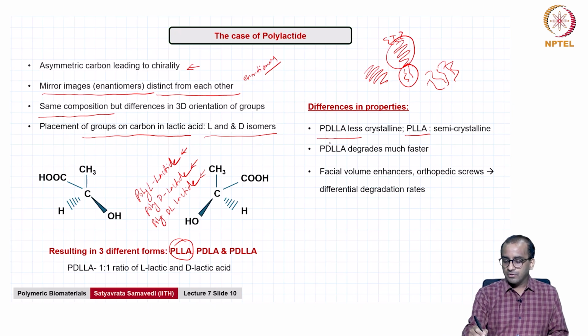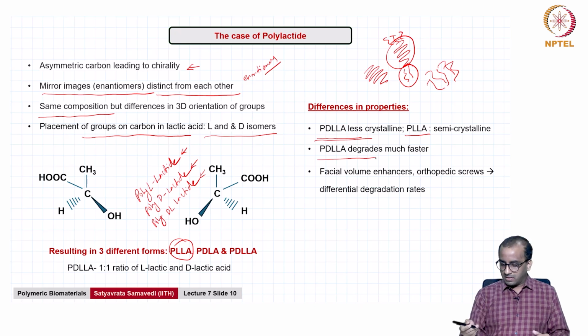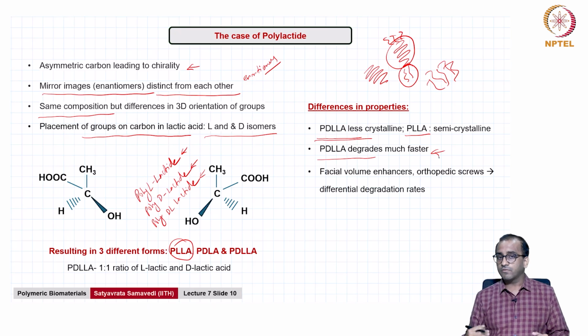So, right away you see that PDLLA is less crystalline than PLLA, and PDLLA degrades much faster than PLLA. So, depending upon your application or your need, you can either use PLLA or PDLLA, all the while keeping in mind that they are all versions of polylactic acid. And typically PDLLA, because it is going to degrade faster, is more often used in controlled release applications where you want drugs to release at a certain rate.